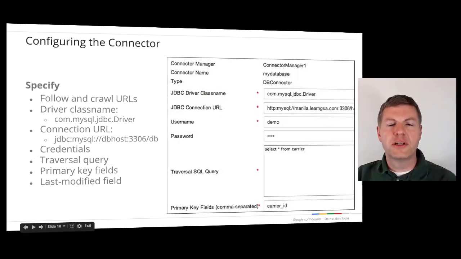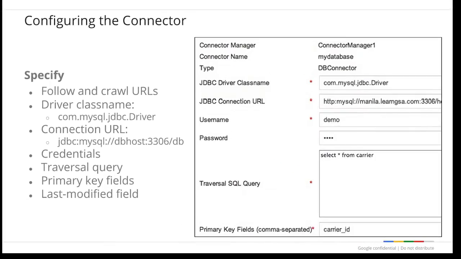Once the connector has been installed, you can configure it from the GSA admin console. Choose the appropriate connector manager, then create a new database connector instance. You'll need to provide the JDBC connection URL and driver class name. Both of these can be determined by reading the driver documentation.